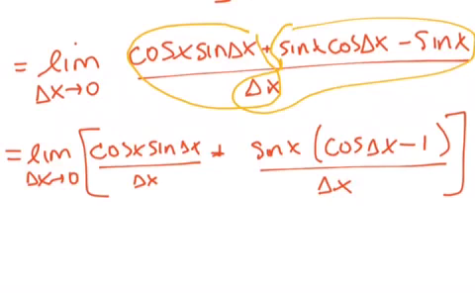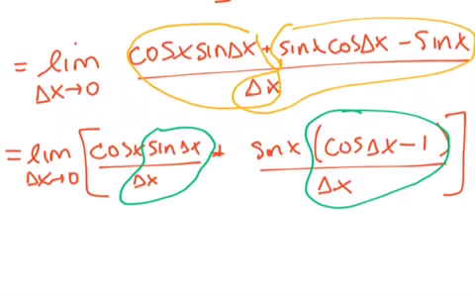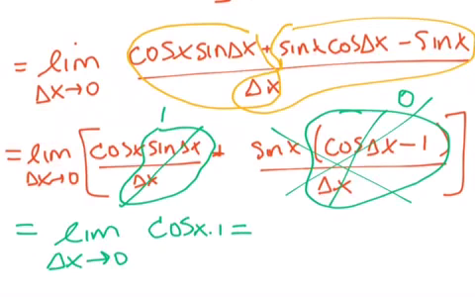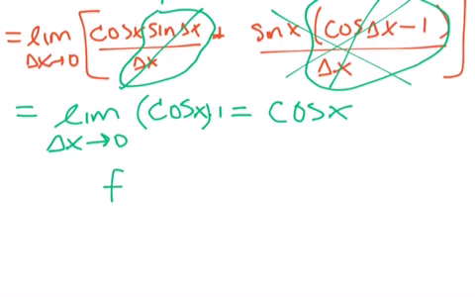So what this does for me is I see our special limits that we learned before. I see a special limit here, and I also see a special limit here. This one going to 1, this one going to 0. So now I have the limit of cosine of x times 1 and sine of x times 0. So this whole piece becomes 0. So now I'm just doing the limit as delta x goes to 0 of cosine of x times 1. There is no delta x in this particular expression, so I just am left with cosine of x. So f prime is cosine. The derivative of sine is cosine.